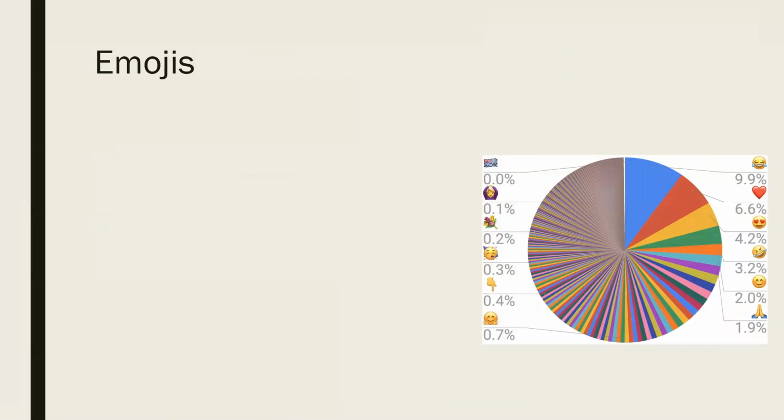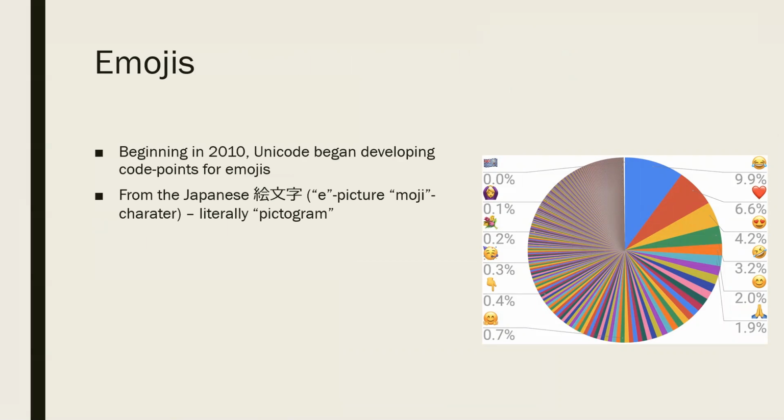Another interesting aspect that Unicode is used for is defining how emojis are represented. Beginning in 2010, Unicode began developing code points, the numeric representations of these emojis. The word emoji comes from the Japanese word meaning a picture character, which literally translates to pictogram. This brings us back to module 1 here. And the similarity between this word and emoticon is actually entirely coincidental, so that's an interesting thing to consider.